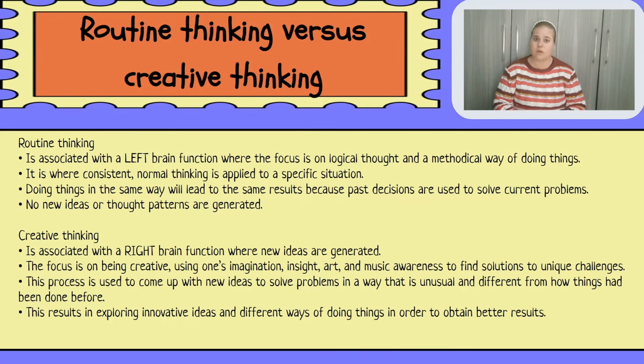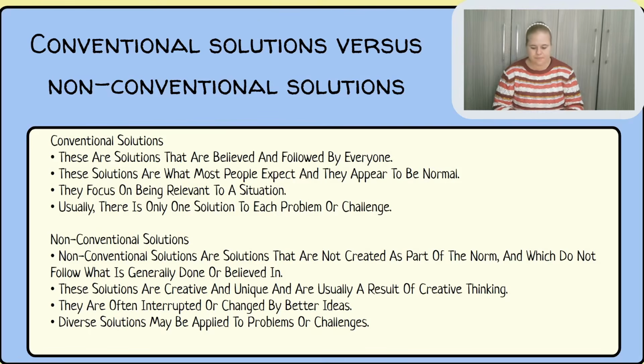Then creative thinking is quite the opposite. So here we're using our right brain function where new ideas are created and generated. The focus is on being creative, using someone's imagination, insight, art, music awareness to find solutions to unique challenges. The process is used to come up with new ideas to solve problems in a way that is unusual and different from how things were done before. Results in exploring innovative ideas and different ways of doing things in order to obtain better results.